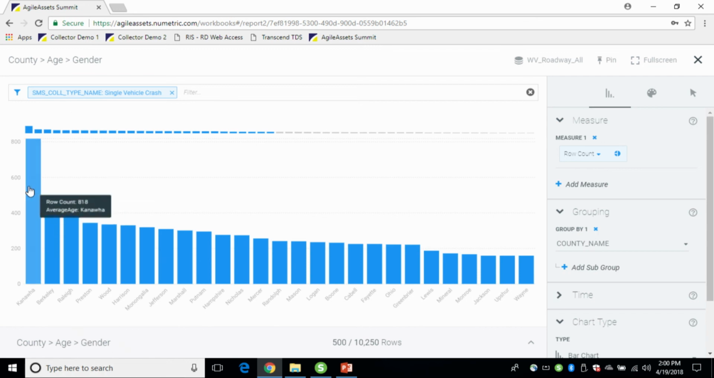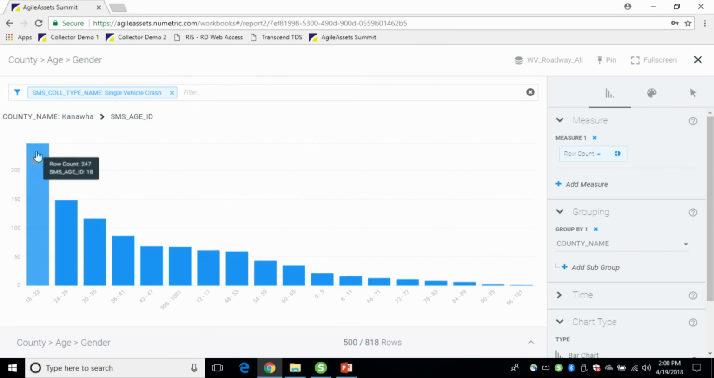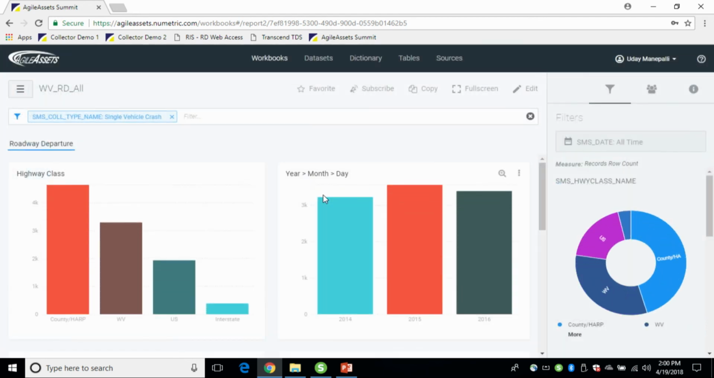And if I want to look at more details, I can see that the number of crashes in the age group 18 to 23 is higher. So this indicates that if I want to do education-related programs in Kanawha County, I need to target the group 18 to 23, which may not be the case somewhere else. So if I start my education program, we should look at high schools in Kanawha County and make sure they are more educated. So that's one story I'm looking at. The story, as I said, can be different.